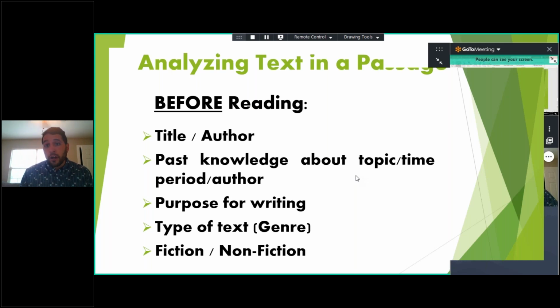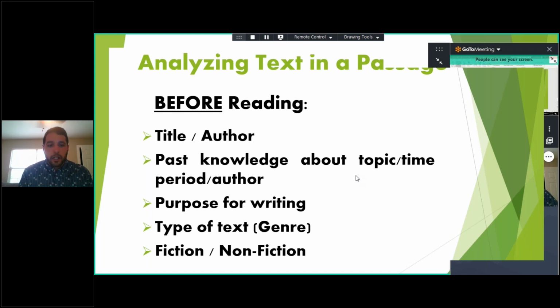Maybe you know the author and you know the type of writer that author is. And so you can start thinking about maybe the topics that they write about, maybe the time period they're from, just anything on the front end that helps you get in the right frame of mind before you start reading a passage will really help you understand it better right from the start.